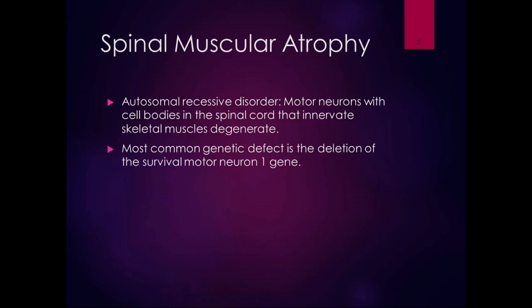Spinal muscular atrophy, it's an autosomal recessive genetic disorder. Motor neurons with cell bodies in the spinal cord that innervate skeletal muscles degenerate, and the most common genetic defect is the deletion of the survival motor neuron 1 gene. That's the name of the gene. So type 2 is intermediate in severity, and type 3 is less severe. So with spinal muscular atrophy, it's the skeletal muscles degenerating that is the main effect.